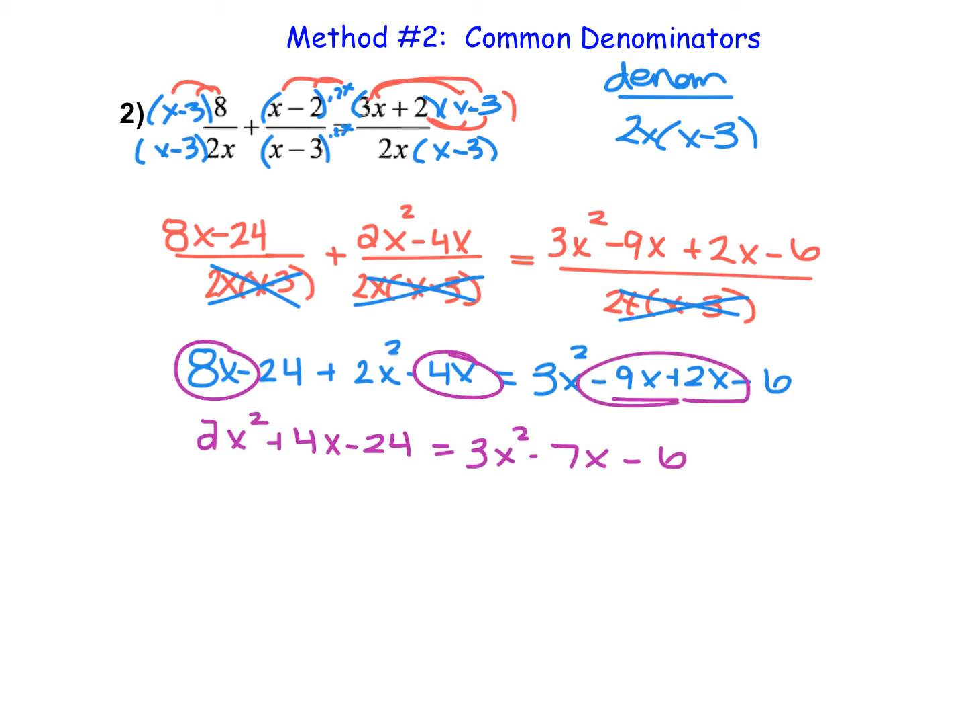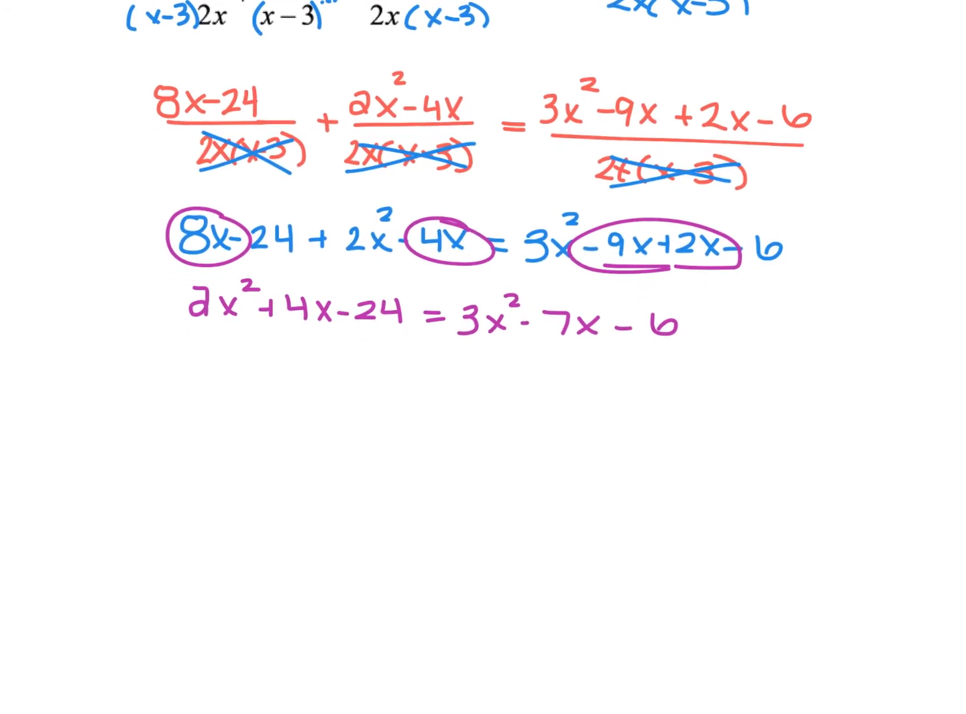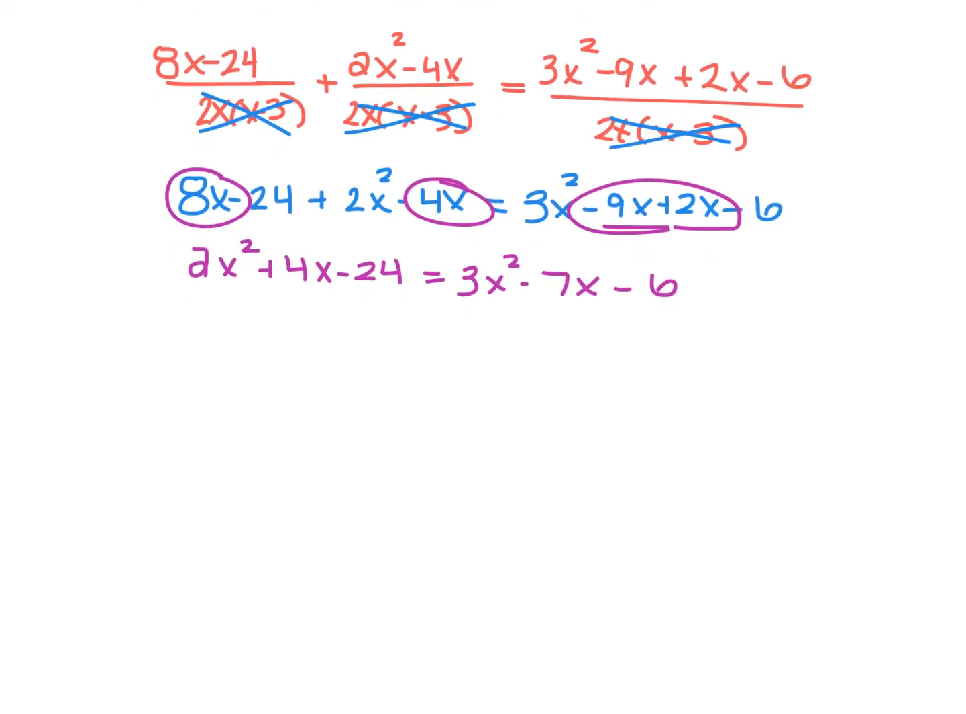So from here I can see that this is probably a quadratic because I have all of the x squareds in the problem. So I'm going to get everything together on the same side of the problem. So I'm going to subtract the 2x squared, subtract the 4x, and then add the 24. So this becomes 0 is equal to 1x squared minus 11x, and then negative 6 plus 24 is a positive 18.